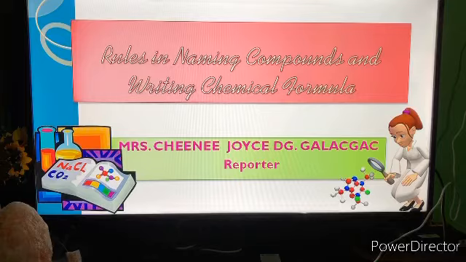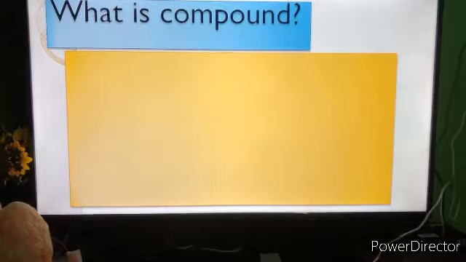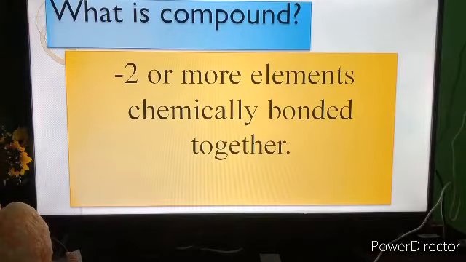Compounds and writing chemical formula. First, let me define compound. A compound is composed of two or more elements chemically bonded together. Examples of common compounds are CO2, or carbon dioxide, and NaCl, or sodium chloride.